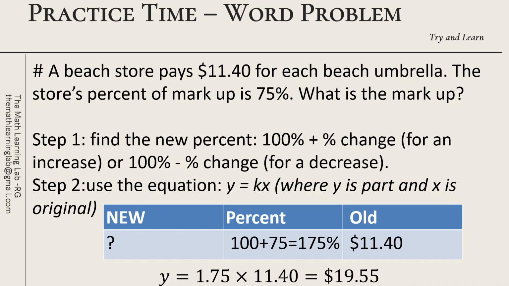Then we are using the equation y is equal to kx, where y is the part and x is the original, or you can say y is the new and x is the old. So for this given question, 75% since it's a markup, so I added 100% to it, which will give me 175%. Old value is $11.40. Substitute into the given equation y is equal to kx. I did get 1.75 times 11.40. Remember, throughout these lessons, we need to use percents as decimals.